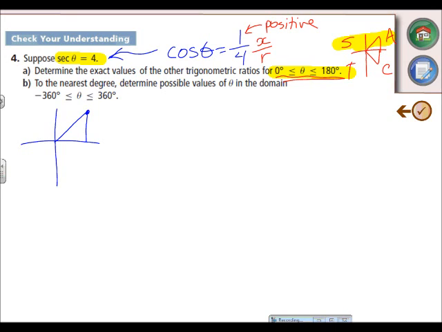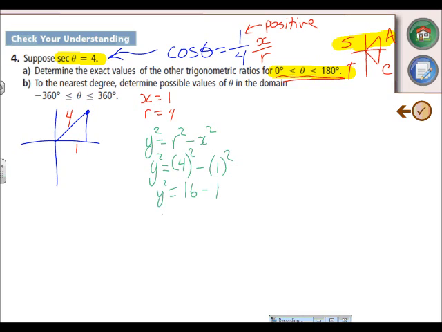We know that cosine is x over r. So our x is equal to 1, our r is equal to 4. This is now the same type of question as the last one. We need the y value. So we've got 1, we've got 4, and now we need to find our y. y squared equals r squared minus x squared. Every time we're going to be doing the same thing for these types of questions. That's 4 squared minus 1 squared, which gives me 16 minus 1. That's y squared. y squared is 15. So y is the square root of 15.